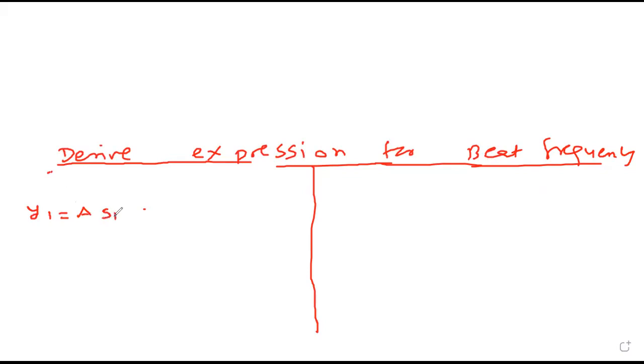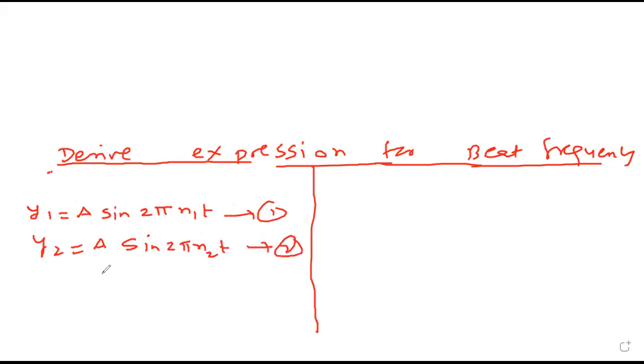Displacement of the waves are given as y1 equals a sin 2 pi n1 t and y2 equals a sin 2 pi n2 t, by principle of superposition.